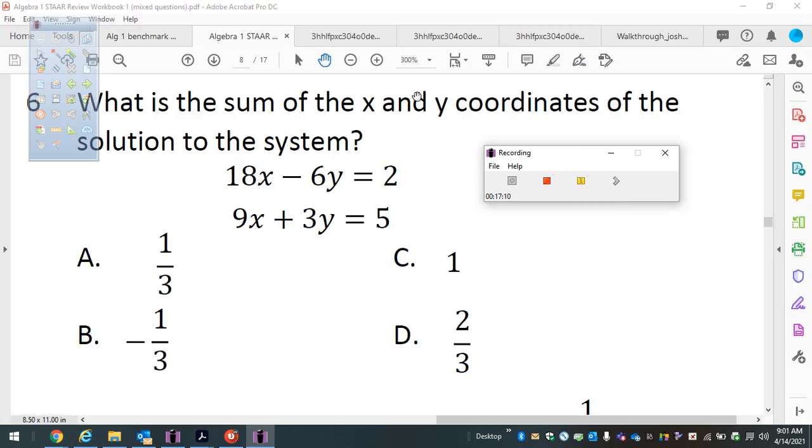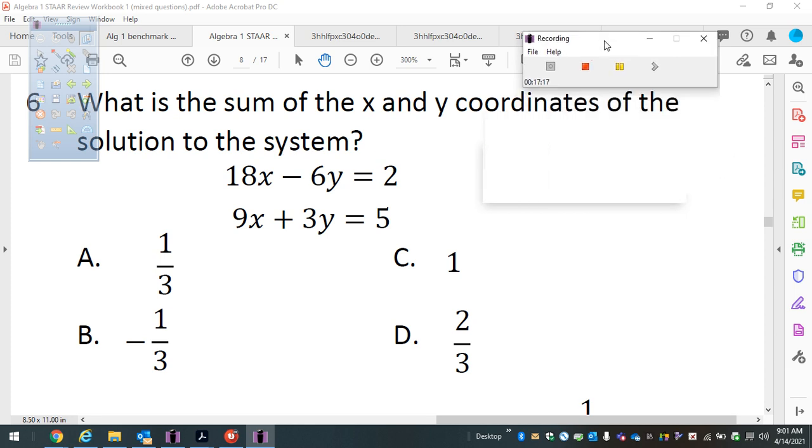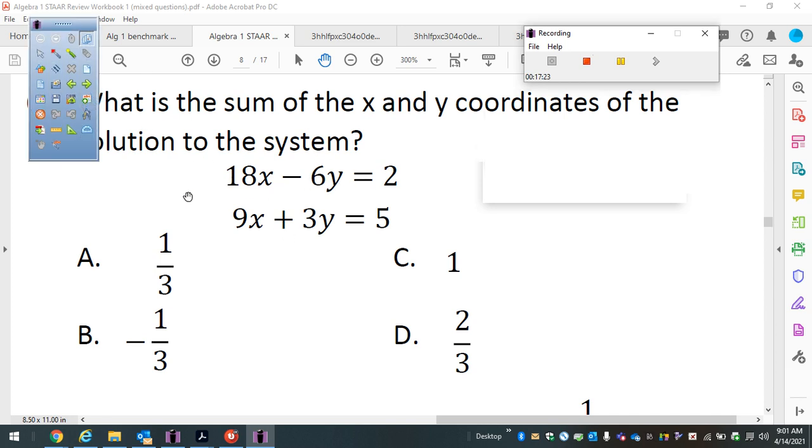What is the sum of the x and y coordinates of the solution to the system? Oh, this is a good question. Basically, solve it. Whatever you get as your coordinates, add them up. Really easy. This one, you better know how to do already. Two equations, two lines.